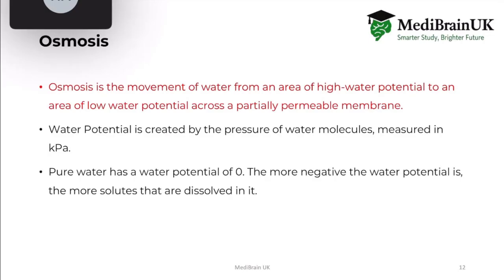Okay, pure water has a water potential of 0. Okay, the more negative the water potential is, the more solutes that are dissolved in it. Okay, so the higher the water potential, the purer the water. The more negative the water potential, the more solutes that are dissolved in it. And this is a really important fact because sometimes you could get some exam questions that basically state that you might be given the kilopascals of different solutions and you might be asked to work out where osmosis occurs.